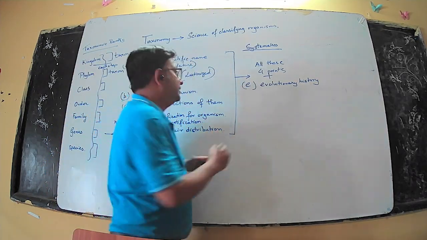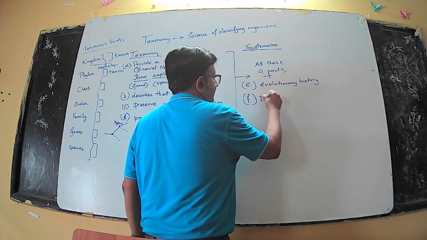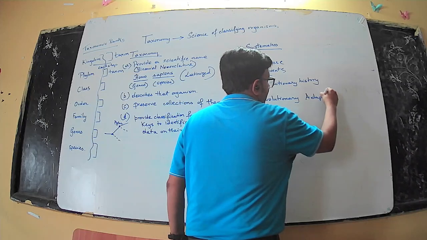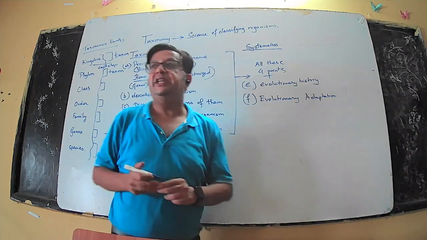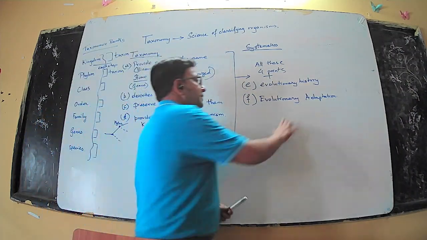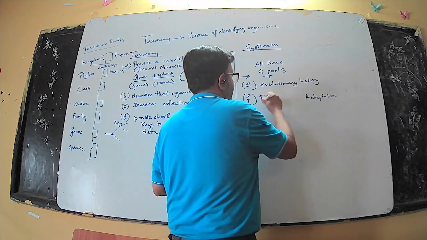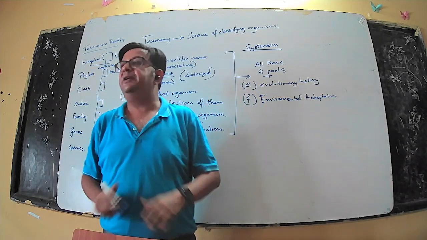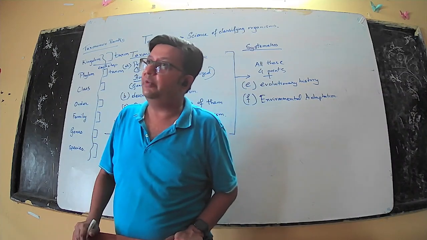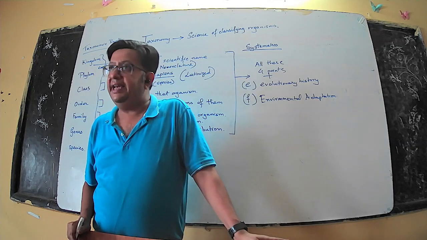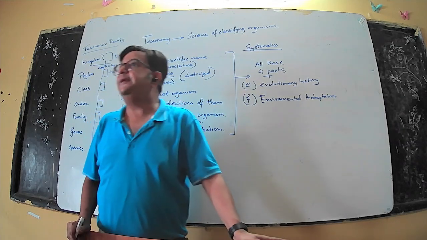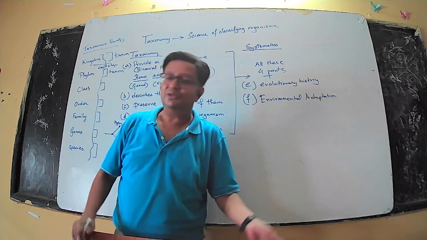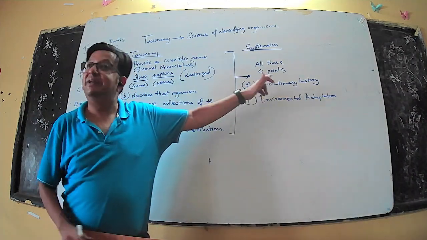And another thing which is studied is evolutionary adaptation, or rather environmental adaptation. Sorry about this mistake. Whether they are adapted to life on land, whether they are adapted to life underwater, in the air, or on the trees. There are different types of adaptation: arboreal, cursorial, fossorial, a lot of adaptations are present. We don't study adaptation in taxonomy, but in systematics you have to study this.